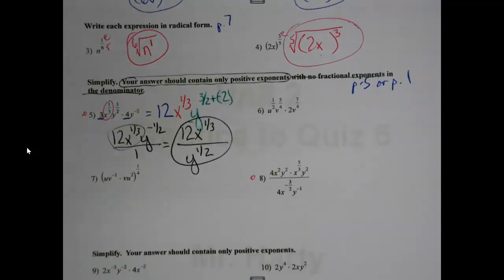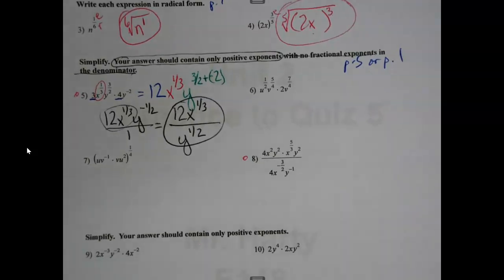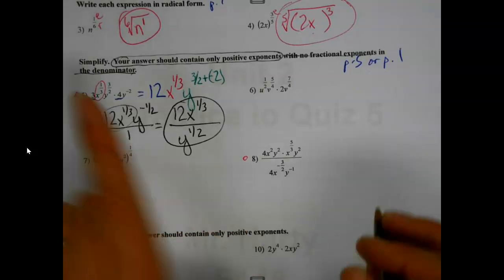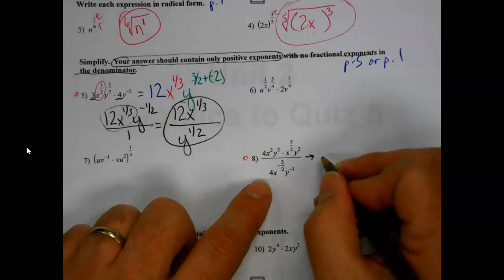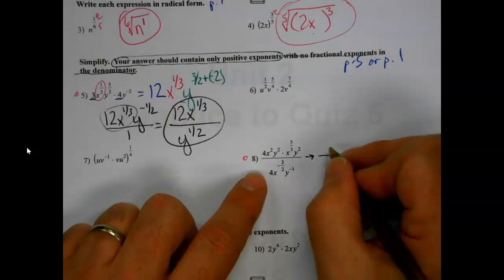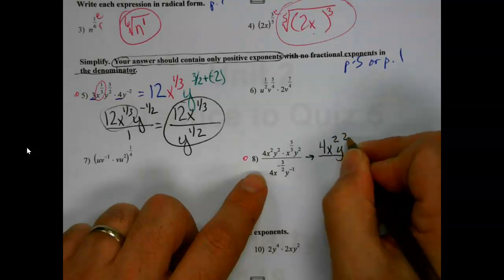And so when you're playing with all these, the other thing you could do, and I'm actually going to do it on number 8, so you can kind of see there's options. If you see negative exponents, sometimes I will go ahead and I will rewrite the problem.